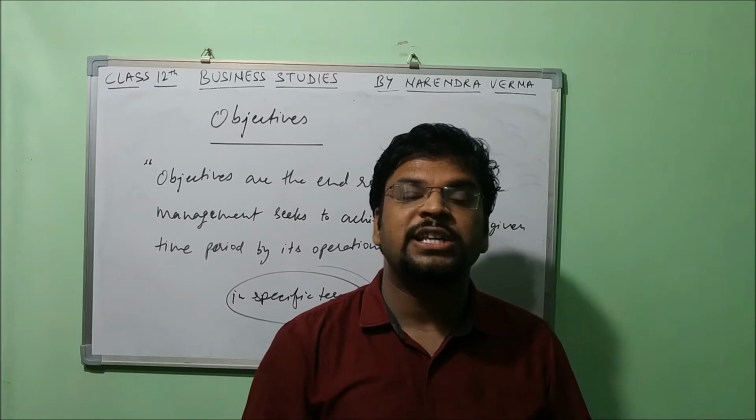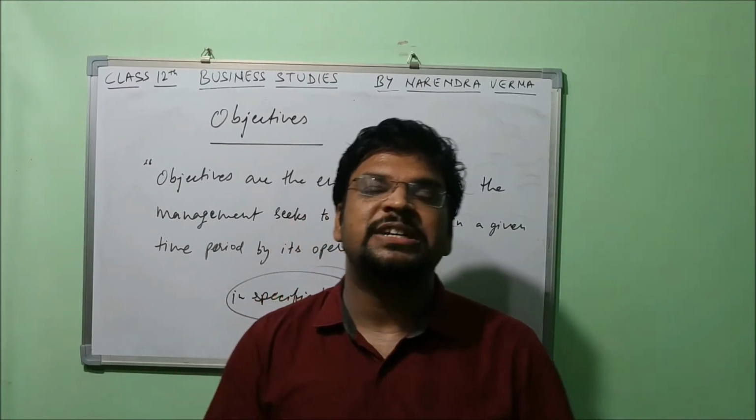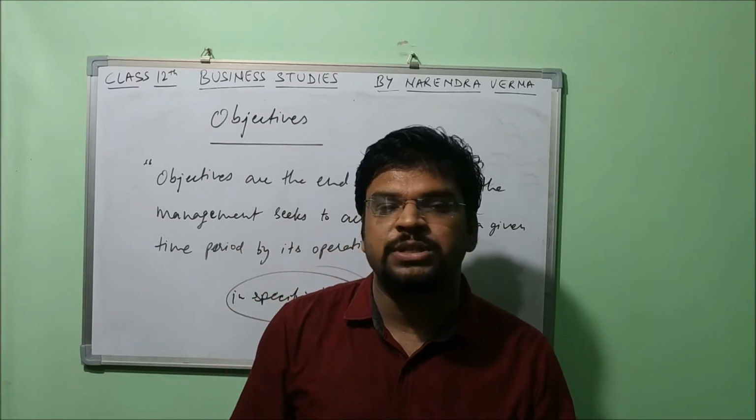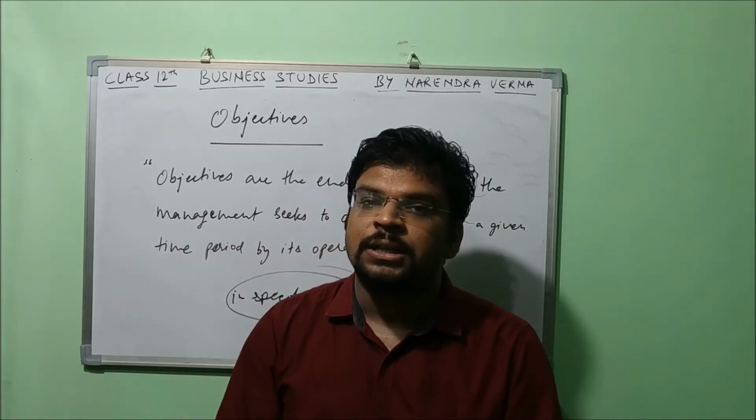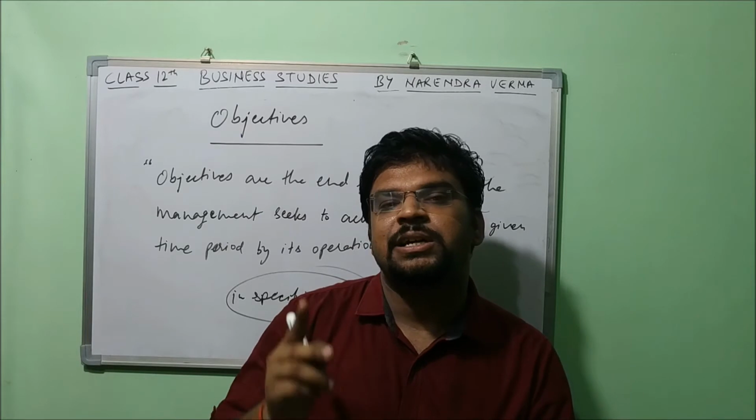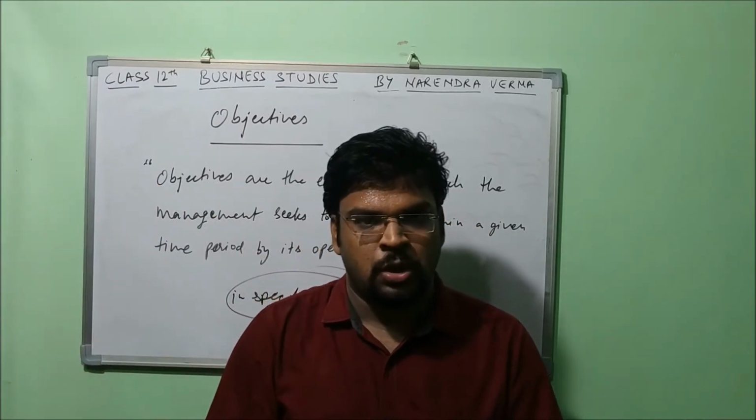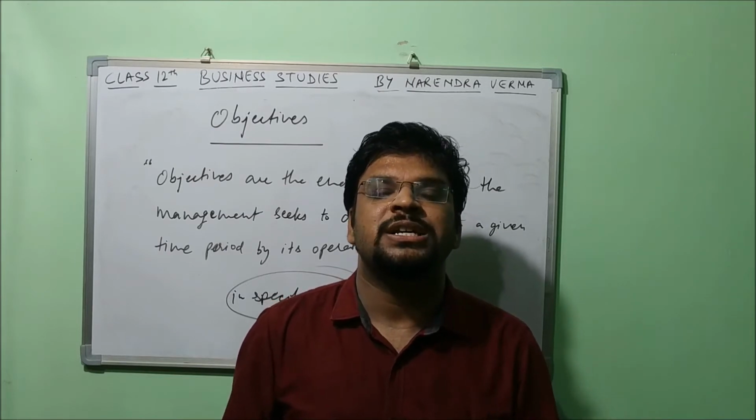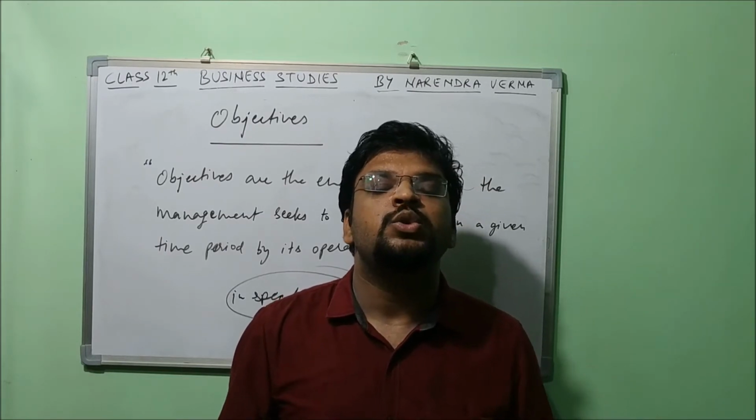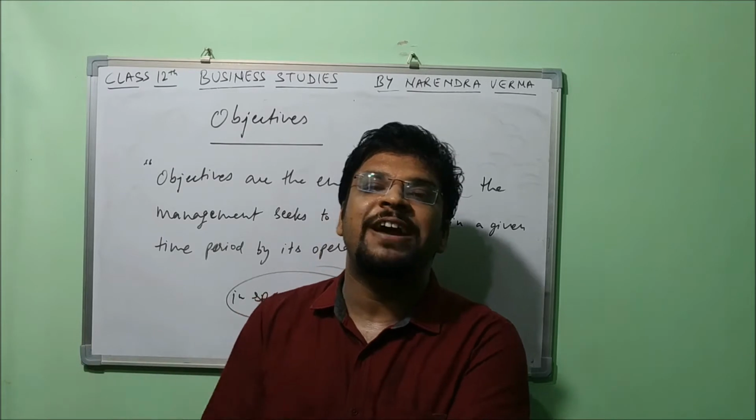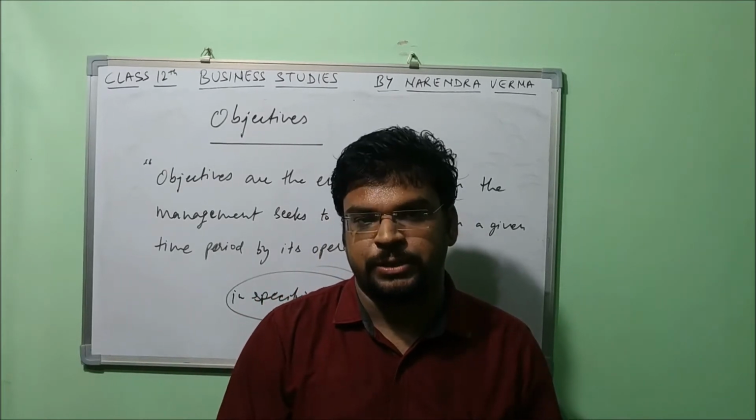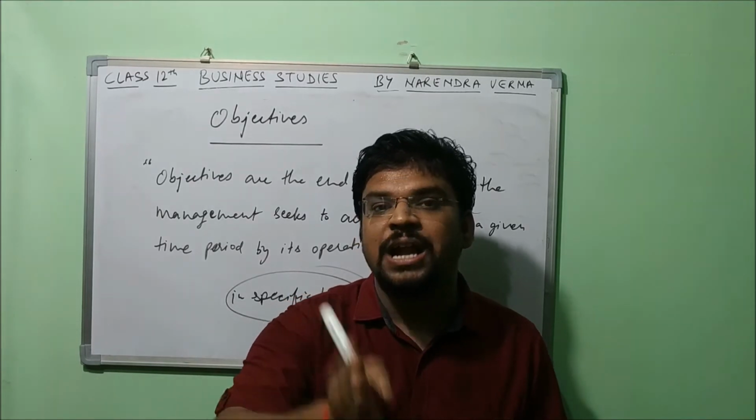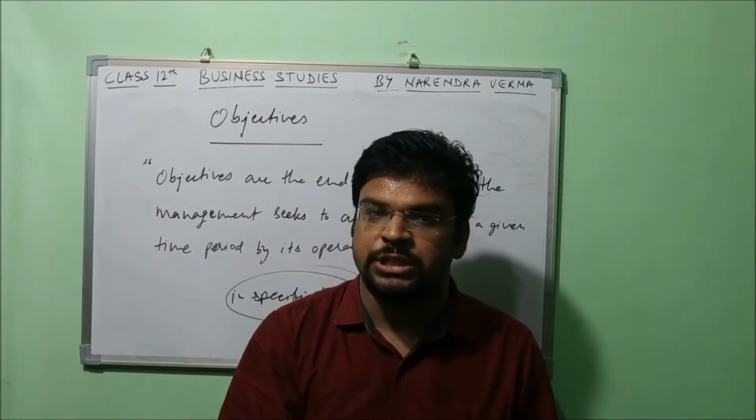How I explained last time, the objectives can be like this. There is a company which sets its objective that this year they need to increase their turnover by 10%. There can be another company which sets its objective that they need to reduce their cost by 5% in the next year, right? So within a given time period, this is the end result the organization wants to achieve.